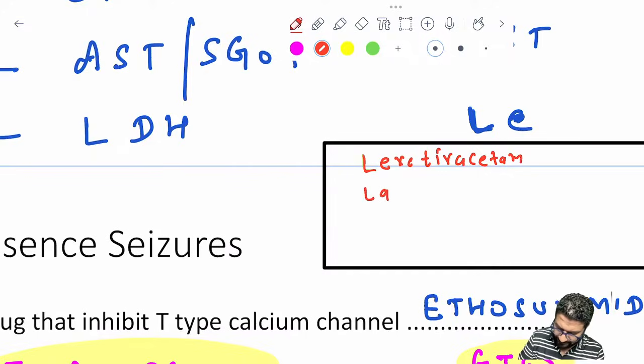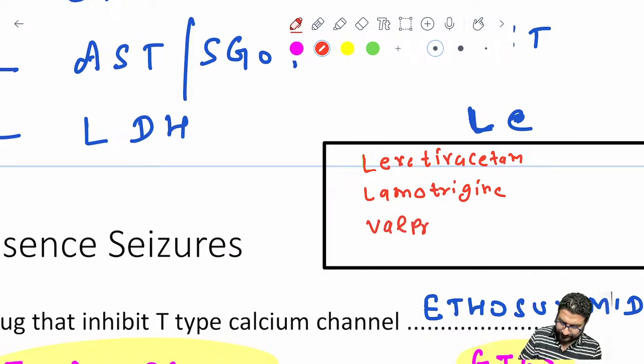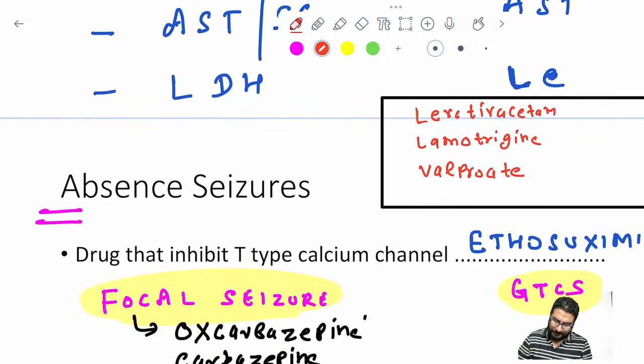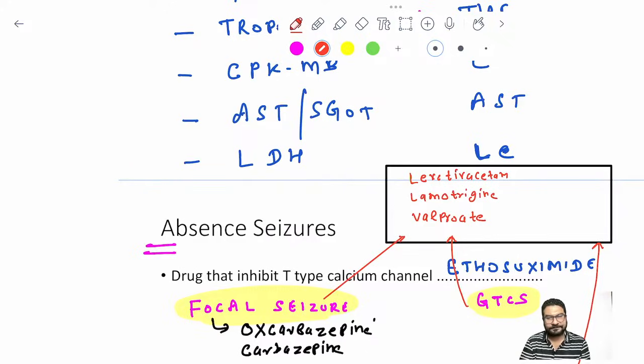Second drug which you have to remember is lamotrigine. This is first line in every type of epilepsy. And third will be valproate. Am I clear? So what you have to remember: be it focal seizure, or GTCS, or myoclonic, these three drugs you can add on.